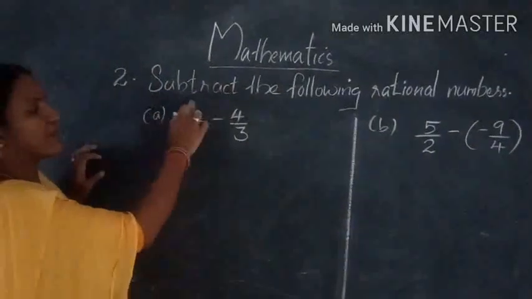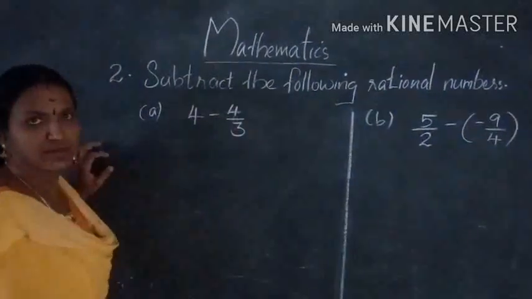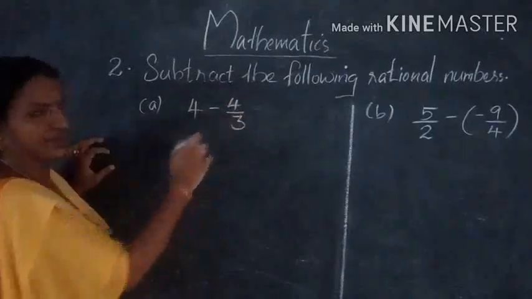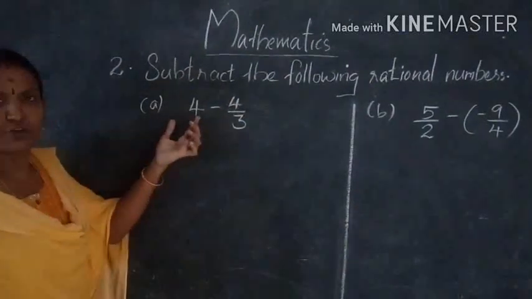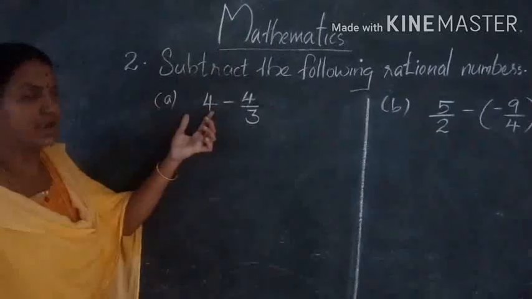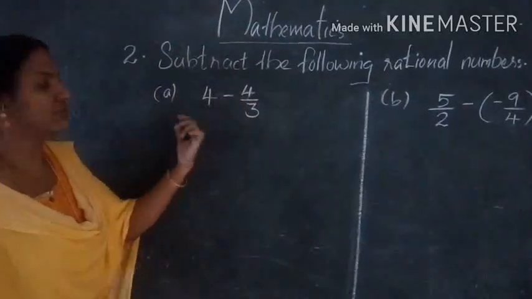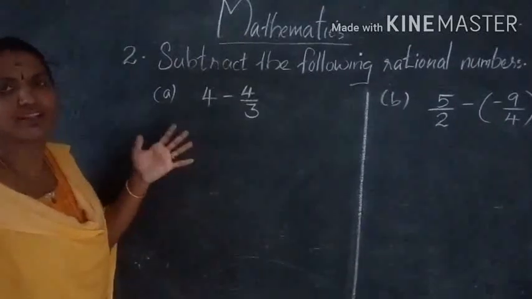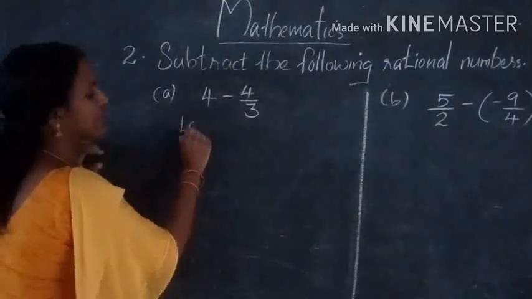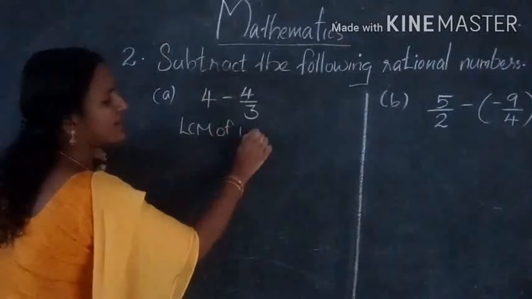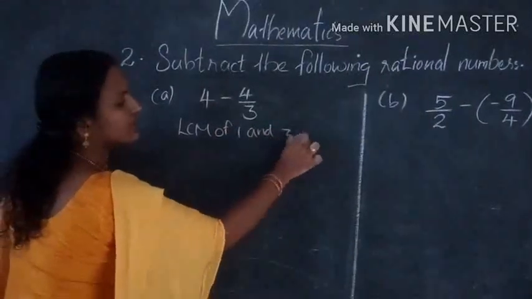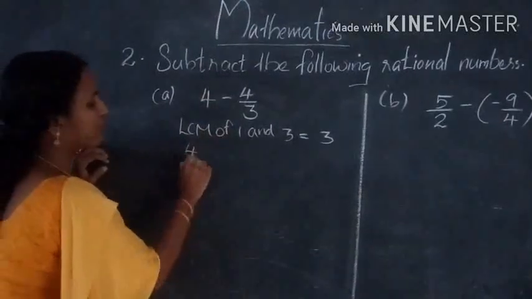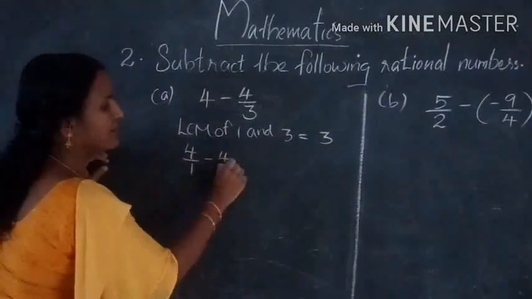Question number 2. Subtract the following rational numbers. First one, 4 minus 4 by 3. 4 can be written as 4 by 1, so 4 by 1 minus 4 by 3. So we take the LCM of 1 and 3. What's the LCM of 1 and 3? The LCM of 1 and 3 is 3.